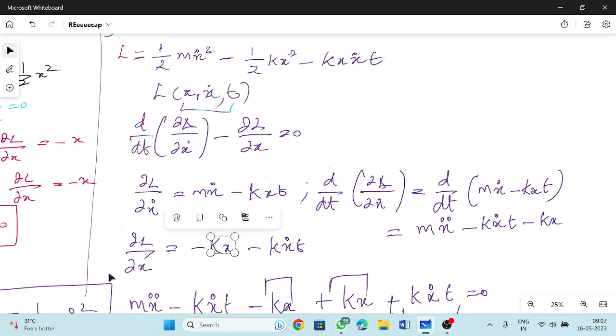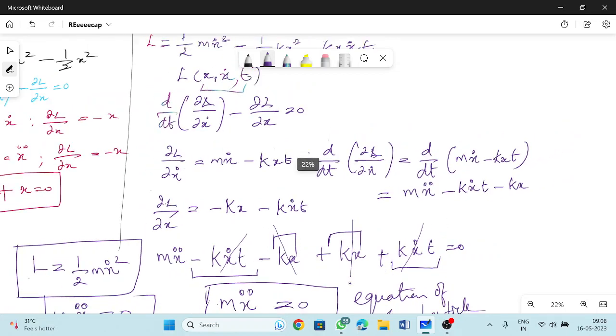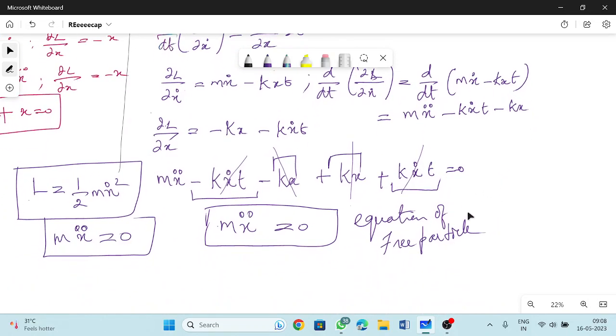Once you have that, we write d/dt(∂L/∂x dot) minus ∂L/∂x. So we have mx double dot minus kx dot t minus kx. You can see these two terms will vanish, cancelling each other, this with this and this with this. Finally you end up with the equation, which in general is called the equation of a free particle.